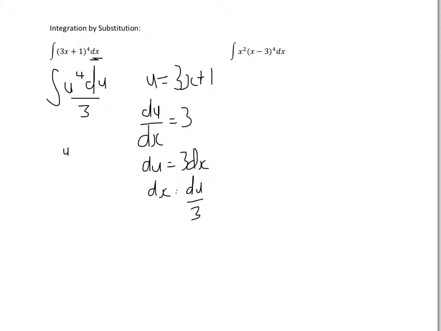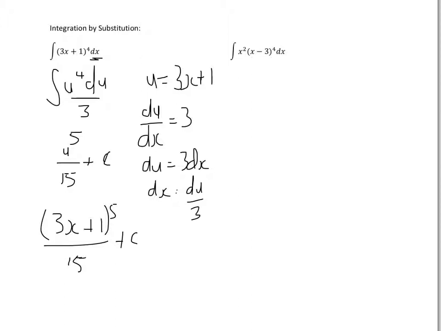I raise the power by 1, u to the power of 5, and divide by the power, I get u to the power of 5 divided by 15, plus c. And then the last step you want to do is just substitute u back in, so (3x + 1) to the power of 5 over 15 plus c. Okay, and that'll actually put you in the position where if we differentiated this, it would give you exactly what you want. Now that actually probably could have been done as a reverse chain rule question, but it's a good starter example of how to use integration by substitution.